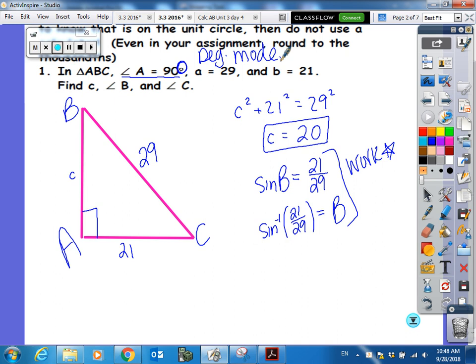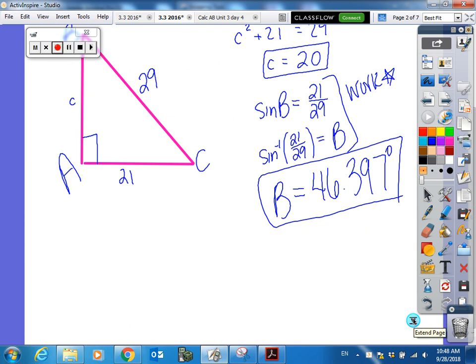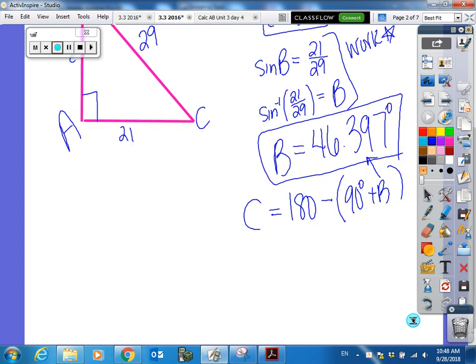So we should have got angle B to be 46.397 degrees. So there's another angle. The only other thing we need is angle C. All we have to do is add and subtract for that. Angle C is going to be 180 minus 90 plus B. We just found B. So angle C is 43.603 degrees.